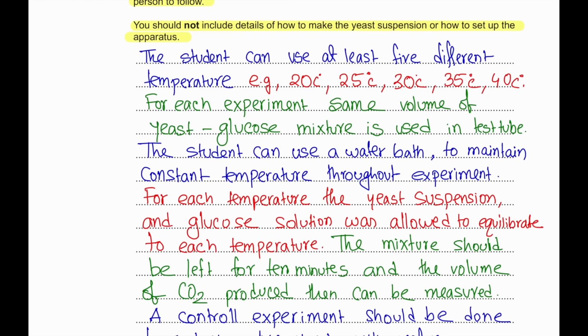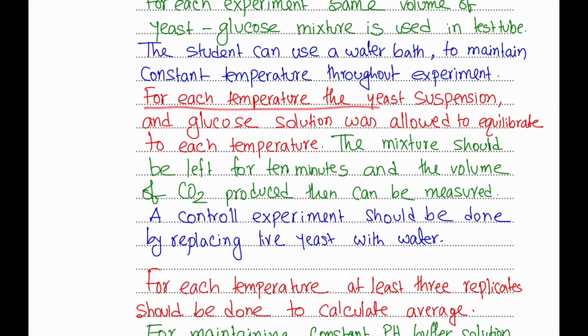So what the student can use is at least 5 different temperatures, for example 20, 25, 30, 35, 40 degrees Celsius. For each experiment, the same volume of yeast glucose mixture is used in a test tube. The student can use a water bath to maintain constant temperature throughout the experiment.